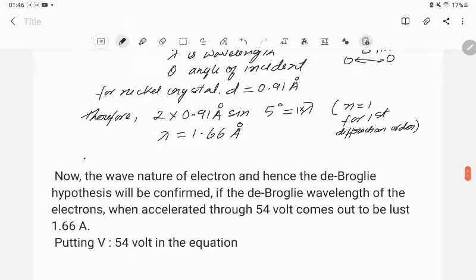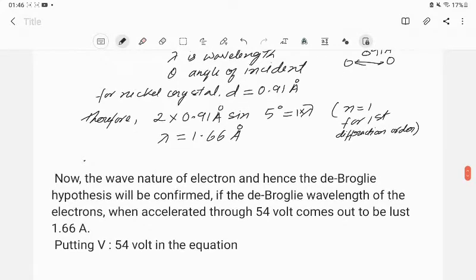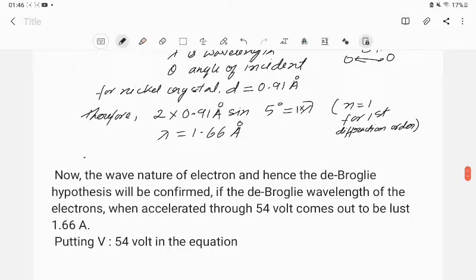So now the wave nature of the electron, and hence the de Broglie hypothesis, will be confirmed if the de Broglie wavelength of the electron when accelerated through 54 volt comes out to be just 1.66 angstrom.